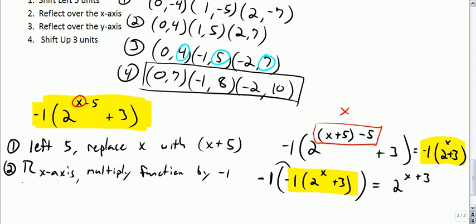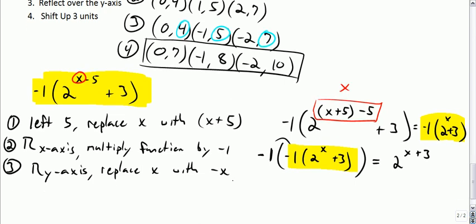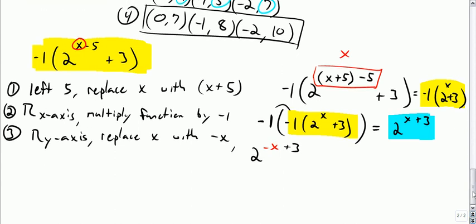So next I've got to reflect over the y-axis. Replace x with -x. Okay, so I'm dealing with the one in blue. I'm just going to identify where x is and replace it with -x. So that's 2 to the, well, it was x, now it'll be -x plus 3. And then up 3 units. We're almost there.